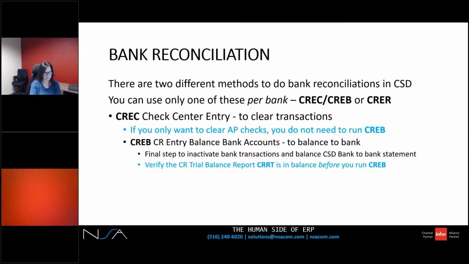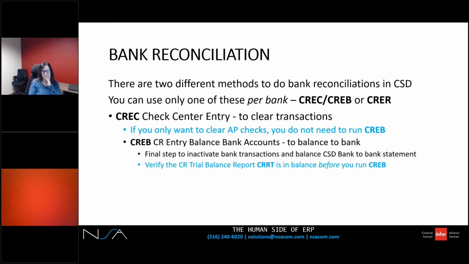Now on to bank reconciliations. There are two different methods now, and this is specific to CSD WebUI because it's version specific. There was another feature that was added in 11.19.8, which is beyond the GUI version. So if you're on 11.19.8 and above, you have two different methods you could use to do bank reconciliations in CSD. You can use only one of these per bank.